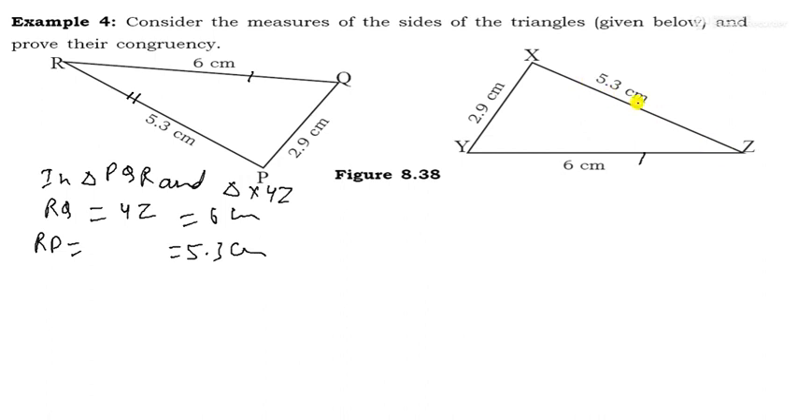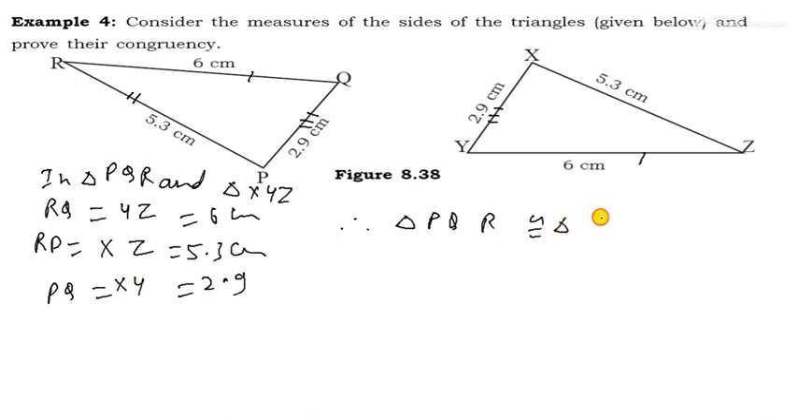And here XZ is 5.3. So you can write here XZ is 5.3. And the last one, the third side, is 2.9, and here also the third side is 2.9. So you can write here 2.9, and this one is PQ equal to XY. So all the sides are equal, so the triangles are congruent. So triangle PQR is congruent to triangle XYZ. That means by SSS, all the sides are equal, congruency.